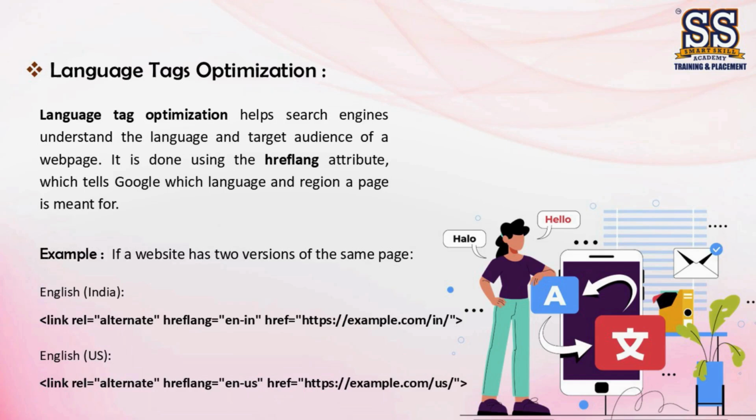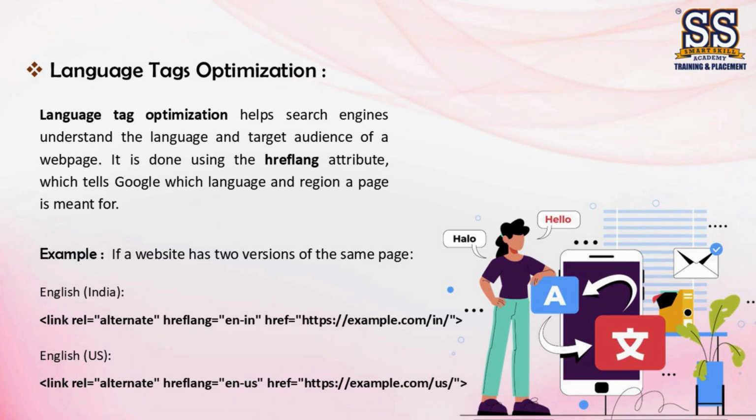Simply put, language tag optimization helps search engines like Google understand both the language and the specific geographic target audience of a web page. We achieve this using the hreflang attribute. Why? Well, it prevents duplicate content issues and ensures that a user in Mumbai sees the Indian version of your site, while someone in New York sees the US version, even if they are both searching in English.